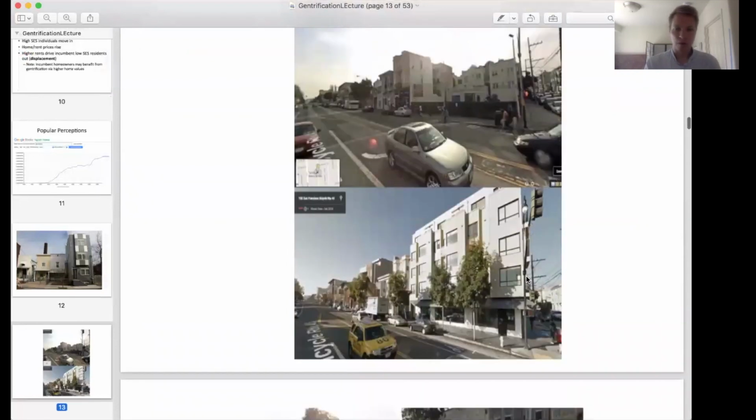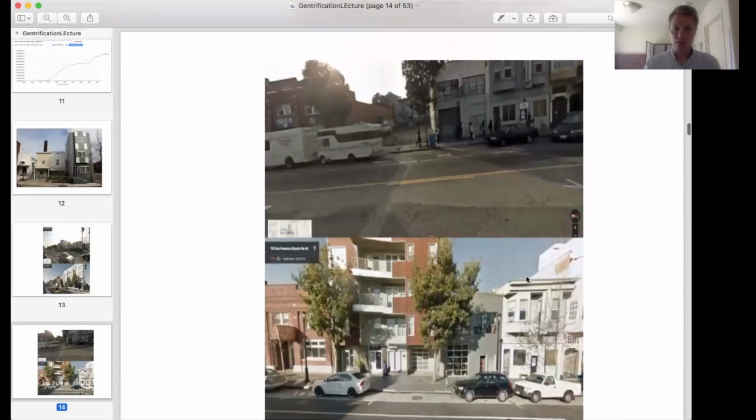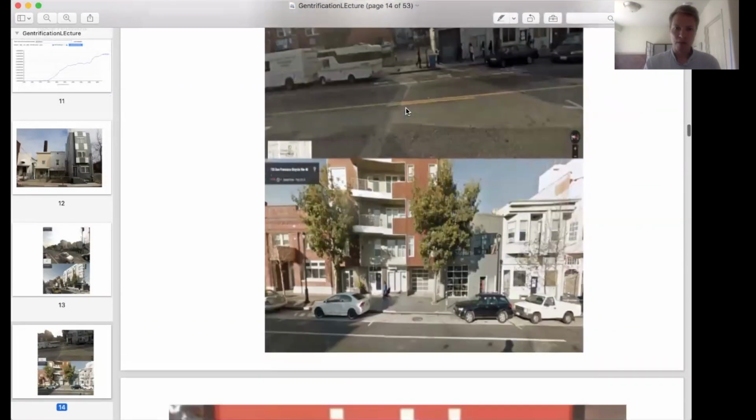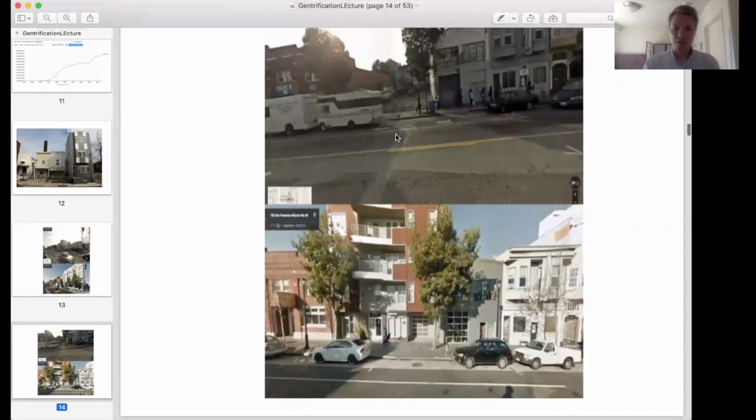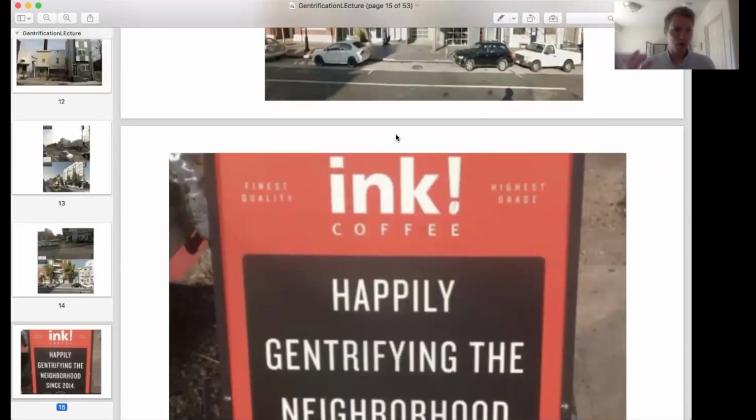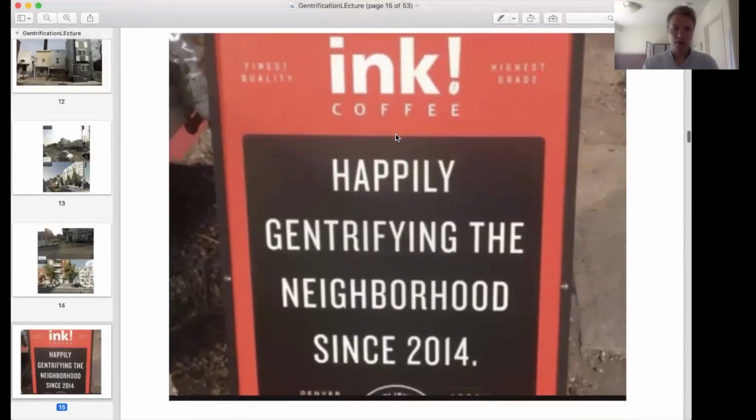Here we have an example from San Francisco, existing neighborhood. We get the new apartment complex. Another San Francisco example, empty lot being replaced by this complex. Again, associated with gentrification are these fancy coffee shops. Here's a sign from one coffee shop. They got in a lot of trouble for this sign.